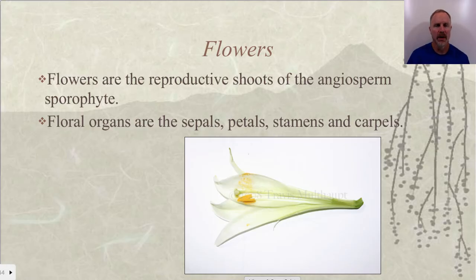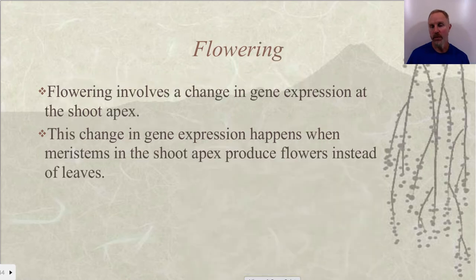Okay, so flowers, these are the reproductive shoots of the angiosperm or the flowering plants, the angiosperm sporophyte. So the floral organs are the sepals, the petals, the stamens, and the carpels. These are the structures that really make up the flower, and you're going to want to be able to draw one of those and figure out what the different parts are and what they do and what they contain.